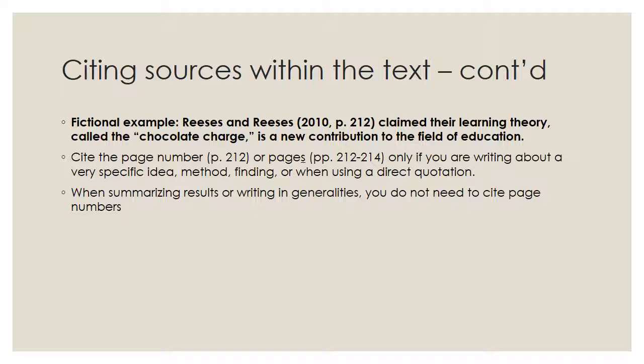So you only want to use this format if maybe they discuss the chocolate charge on that particular page and you really want to draw your reader's attention to that particular page. It's maybe something very notable or unusual, but usually you're summarizing the results in generalities, so you do not need to cite specific page numbers if you're just generally summarizing results.